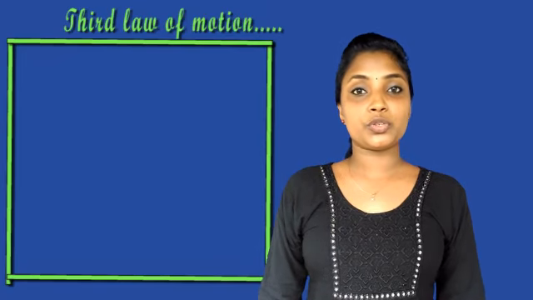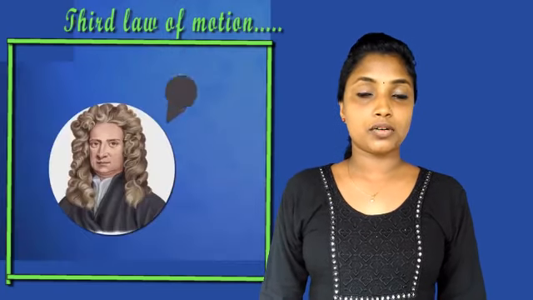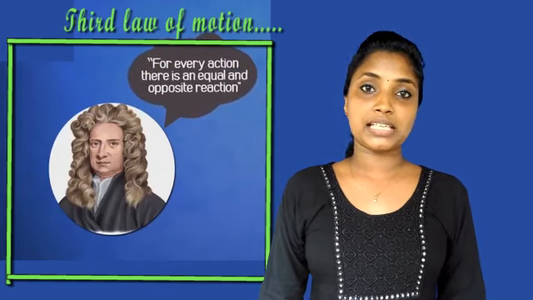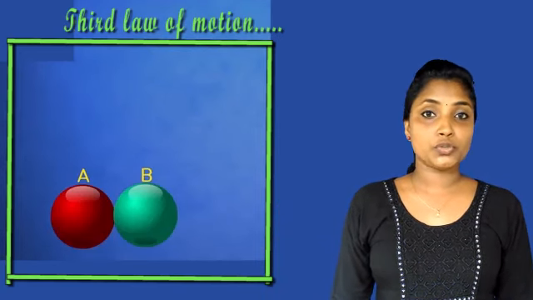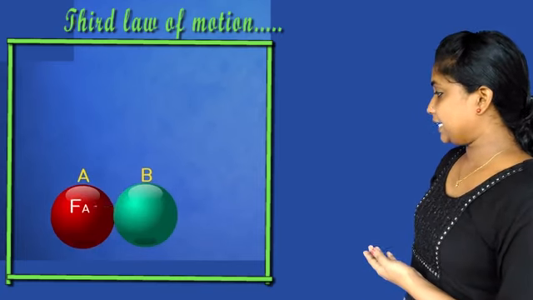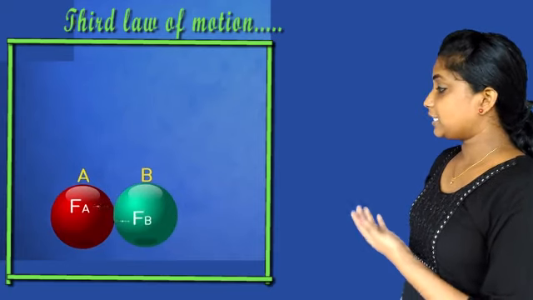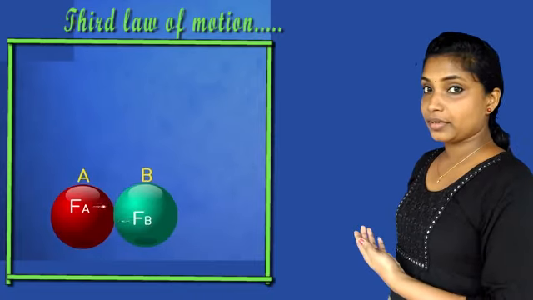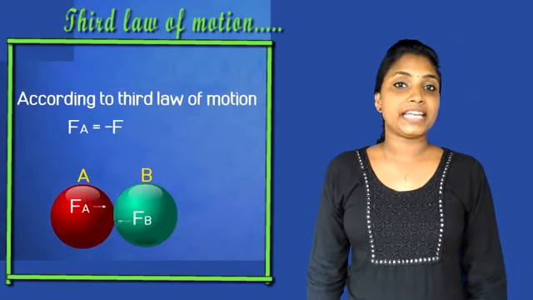So let us move to our section. Newton's third law of motion. Newton's third law of motion states that every action has an equal and opposite reaction. So let us discuss the forces acting between two bodies A and B. Here the body A is exerting a force on the body B, and likewise the body B is exerting a force on body A. So here the two forces are equal and opposite in direction.